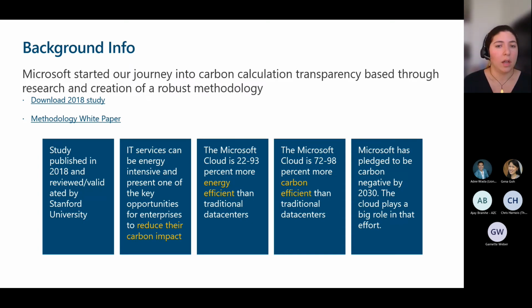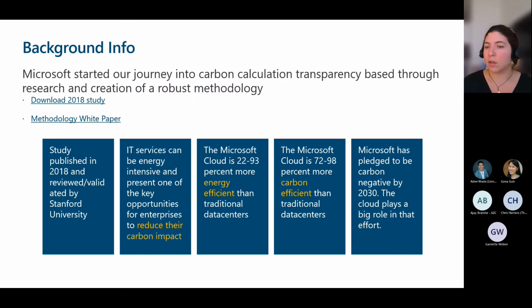Well, again, 22 to 93% more energy efficient. And I know that sounds like a big range because it depends, right? You still have some data centers that were being operated at low efficiency, middle efficiency, high efficiency. So depending on that, your improvement in terms of the energy efficiency comparison would have been a little bit different. So that's why there's a big range.